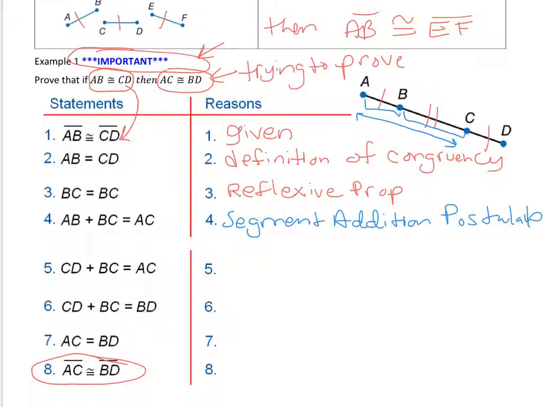Okay, the next thing here: CD plus BC equals AC, that's this segment here. It's starting to look like the segment addition postulate. What? That is not segment addition postulate. The segment addition postulate would say that this piece plus this piece equals BD. So what's going on here? We have to decode that and figure out what's happening.